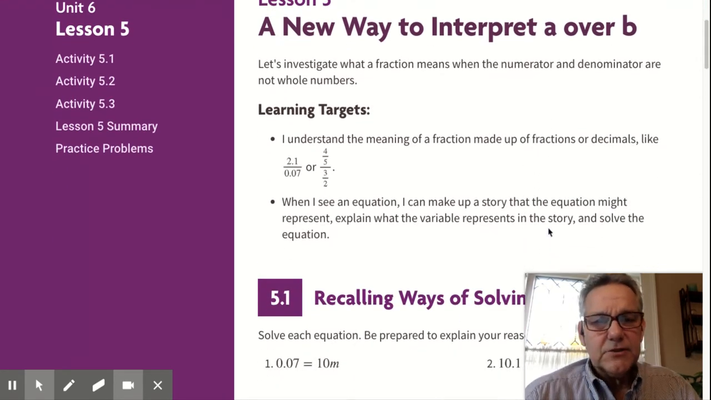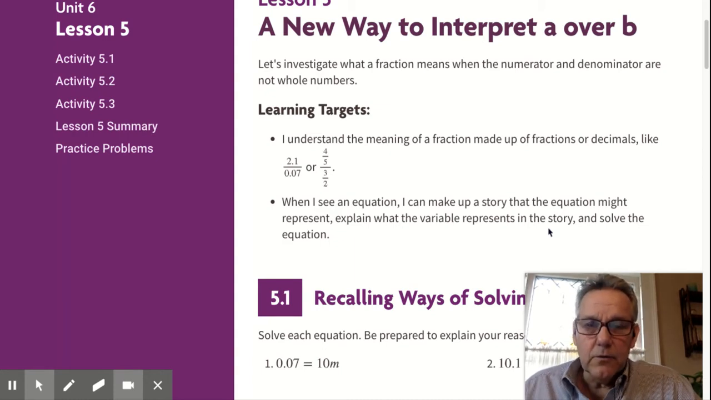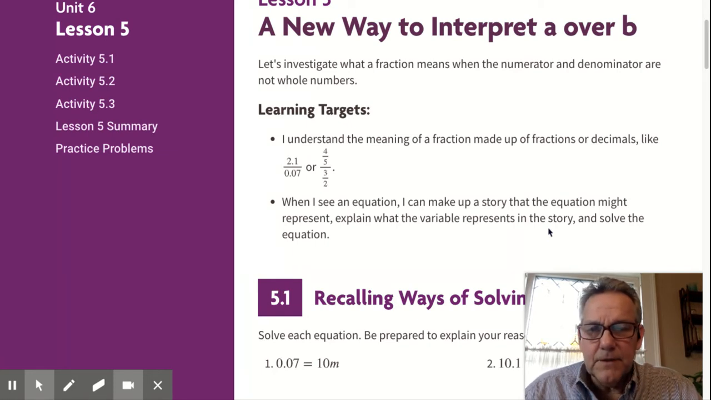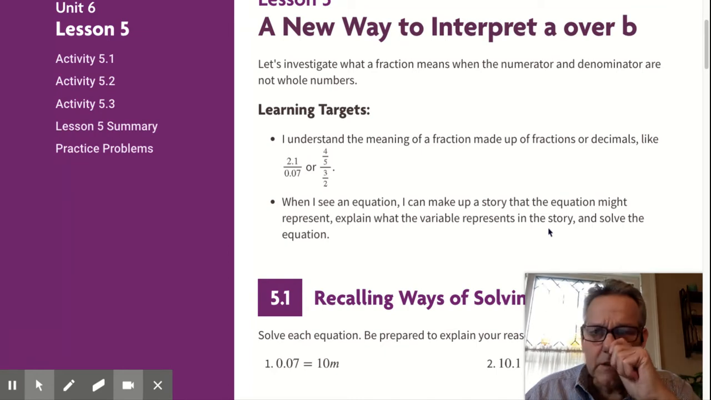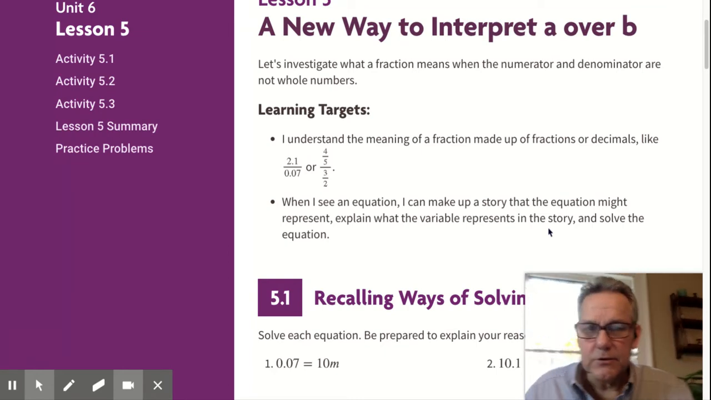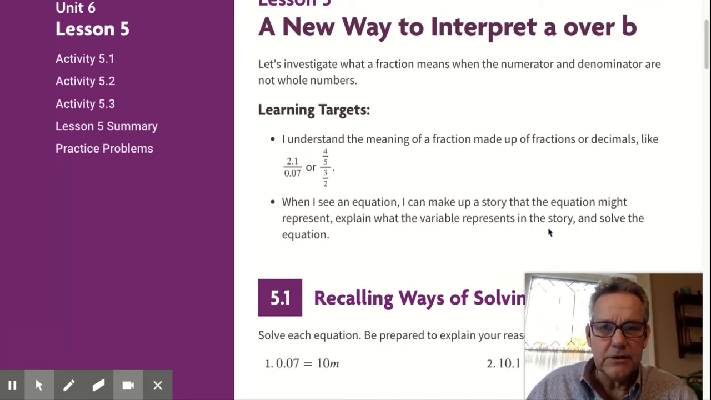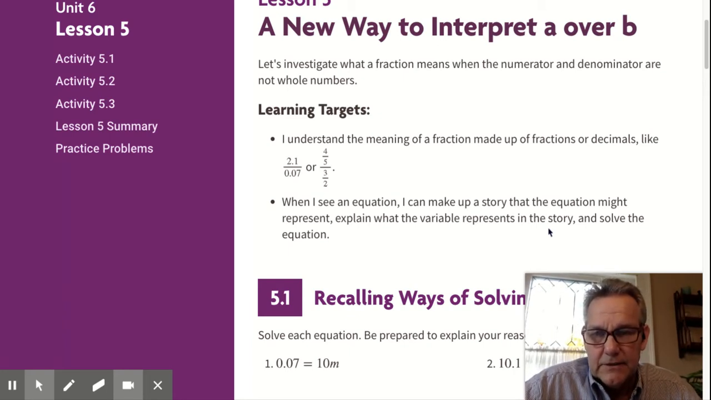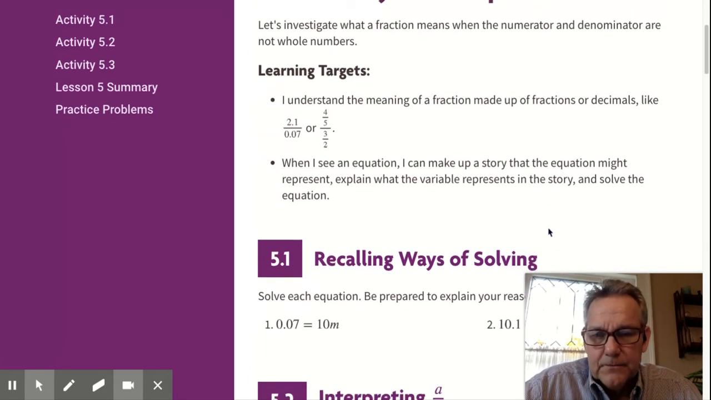You can see by the learning targets that we are going to understand the meaning of a fraction made up of fractions or decimals, like 2.1 over 0.07 or 4/5 divided by 3 seconds. The other learning target is that when you see an equation, you can make up a story that the equation might represent, explain what the variable represents in the story, and solve the equation. We did this a bit in lesson 4, so this will be a continuation to some extent of that. I enjoyed some of the stories I was reading for the class that did lesson 4 last Friday, the 20th.